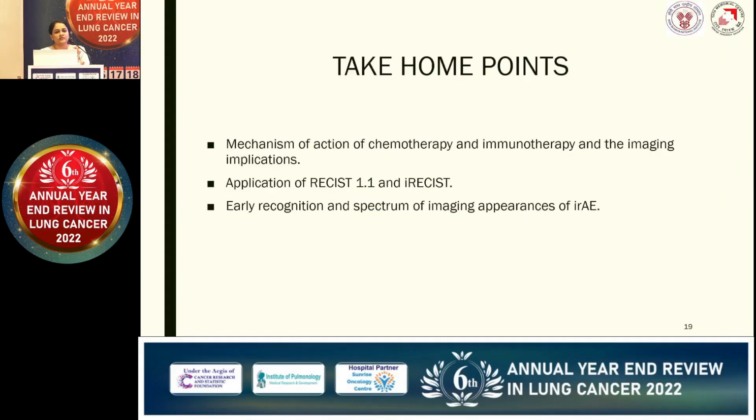The take-home points here would be that radiologists must be aware of the mechanism of action of chemotherapy and immunotherapy and the implications and changes that it can have on imaging. The applications of RECIST 1.1 and iRECIST are not only for standardizing the reporting and the treatment plans for the patient, but also for clinical data and for future trials. And the early recognition and spectrum of imaging findings in immune-related adverse events.